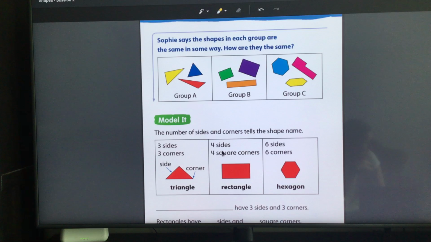Group B showed that it had 4 sides and 4 corners, and those were all rectangles. In group C, they have 6 sides and 6 corners. This shape right here is a hexagon. That does not mean that this is a hexagon and that is a hexagon.